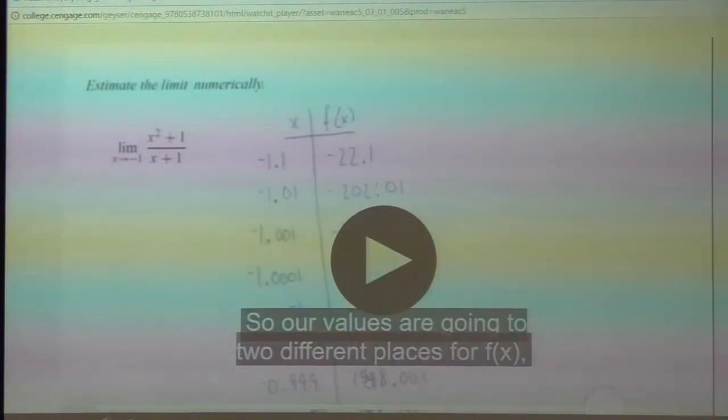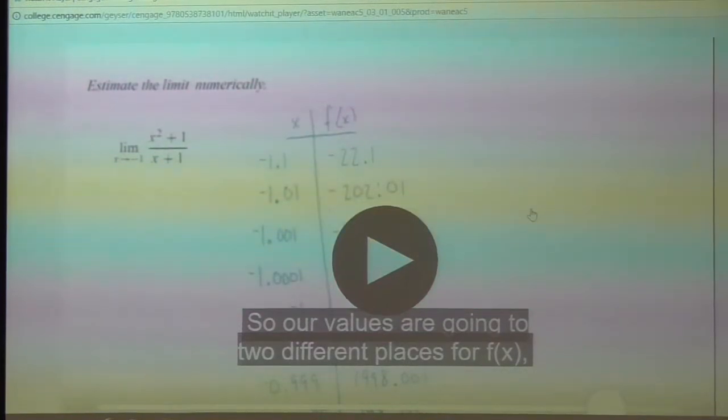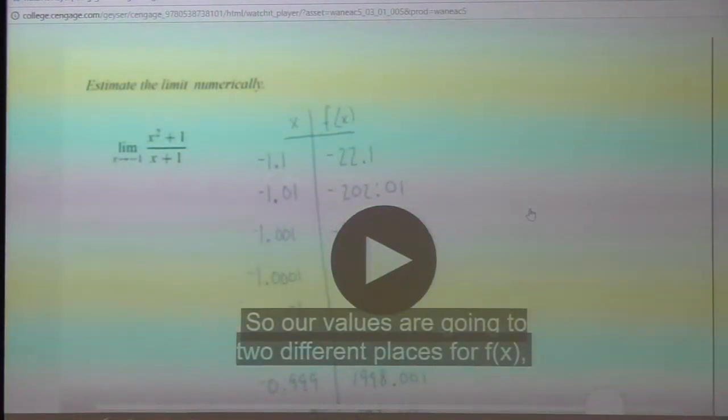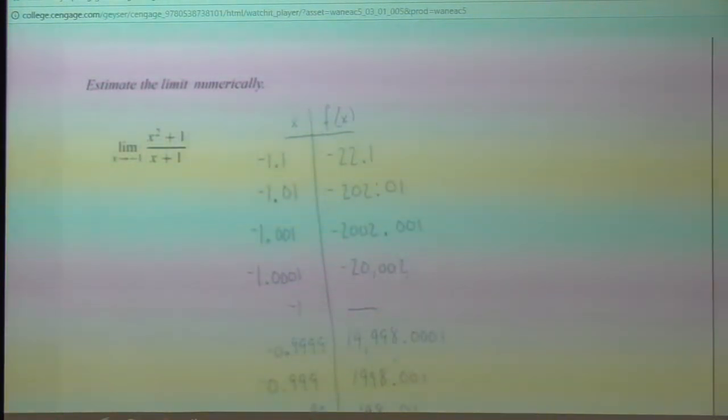There's no answer, right? Okay, so in that case, actually, what we're going to say is that there is no answer. There is no guess that will be correct. So in that case, we say the limit doesn't exist. Okay? So that's a special situation. Because if you can't come to a conclusion, then you have to throw up your hands and say, I don't know. In other words, throw up your hands and say the limit doesn't exist. Okay? So, let's see what it says. So our values are going to two different places for f of x, one being positive and one being negative. So therefore, the limit does not exist.